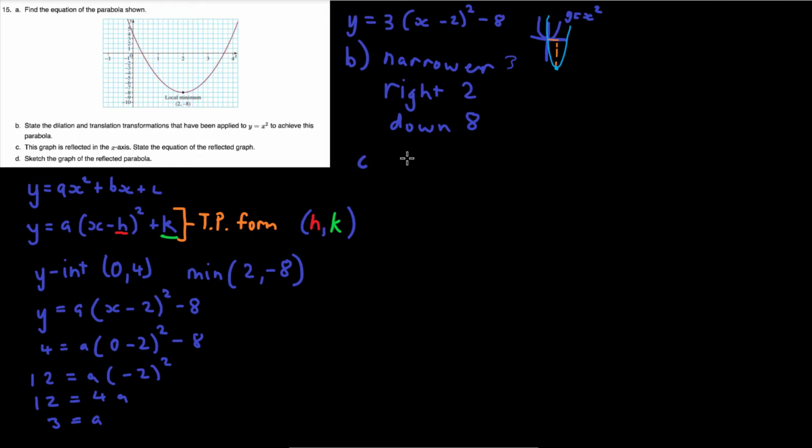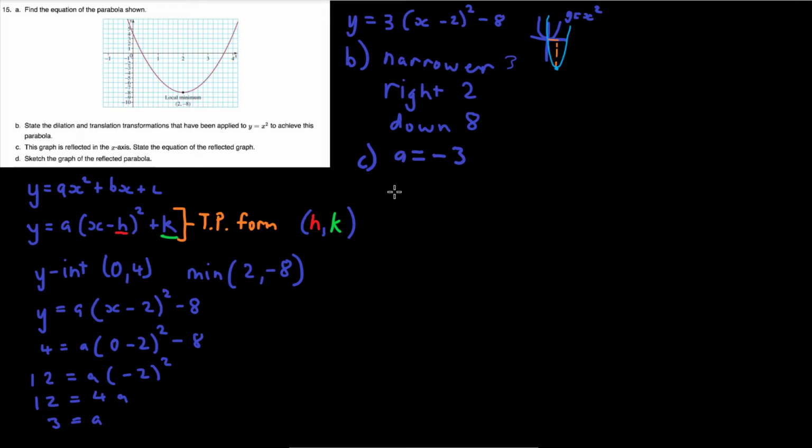This graph is reflected in the x-axis. State the equation of the reflected graph. Okay, that one's not too bad at all. So our A value was 3. If it's getting reflected vertically in the x-axis, that would mean our A value would now have to be -3.